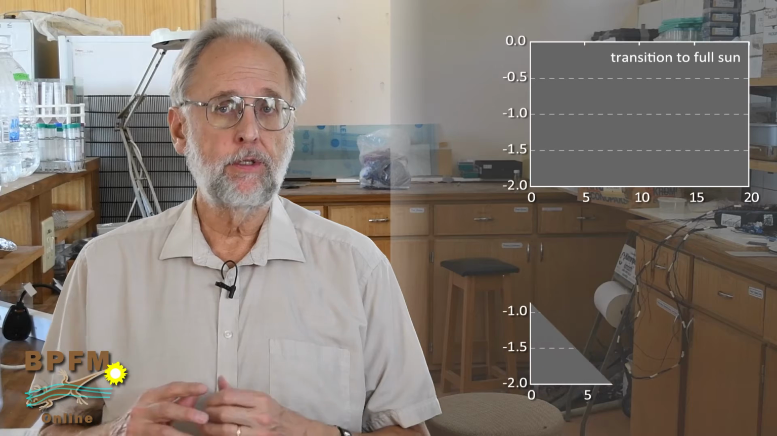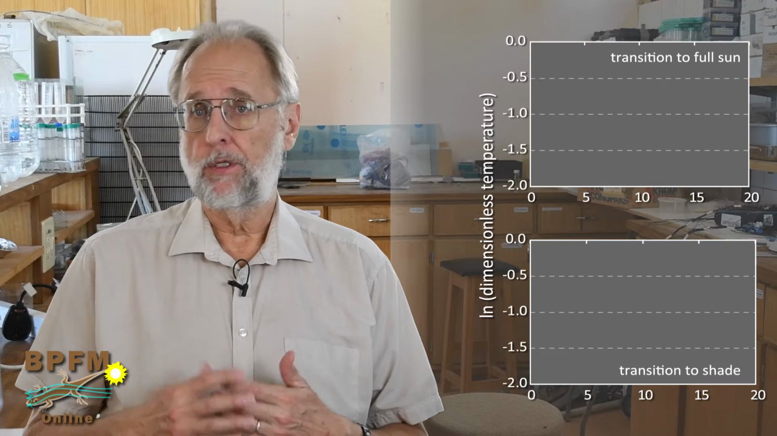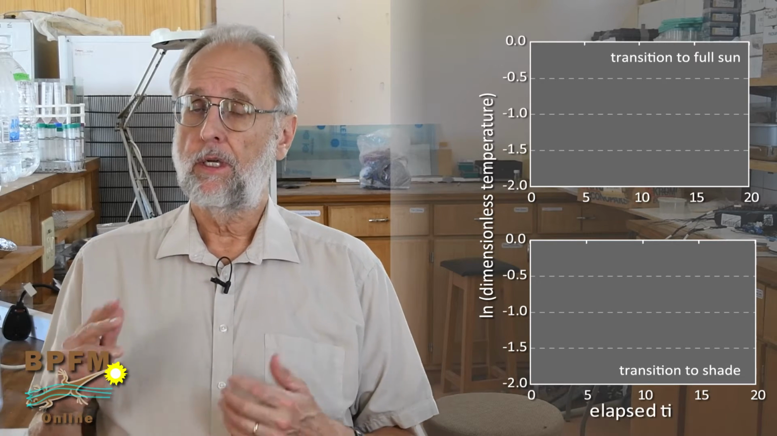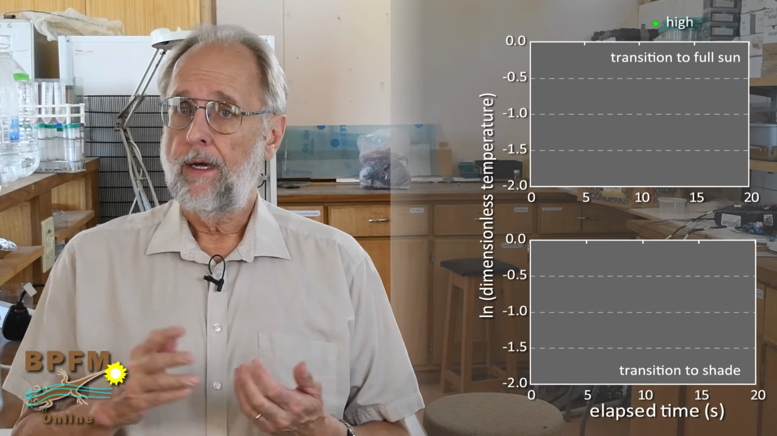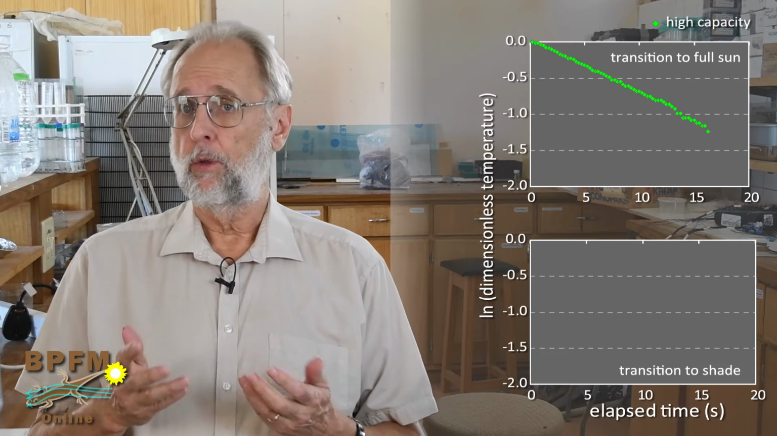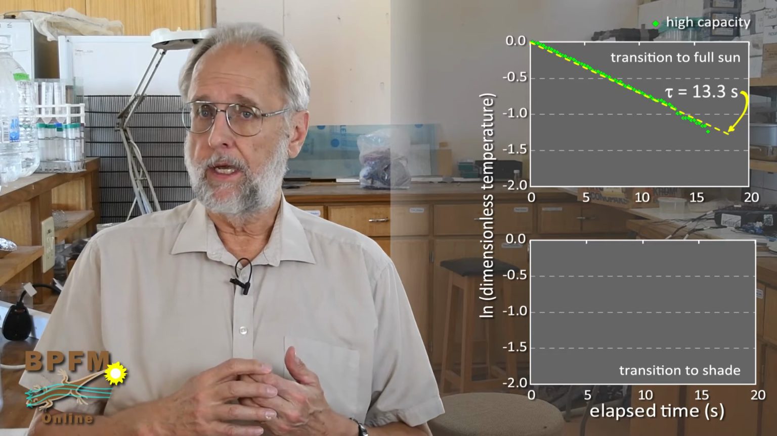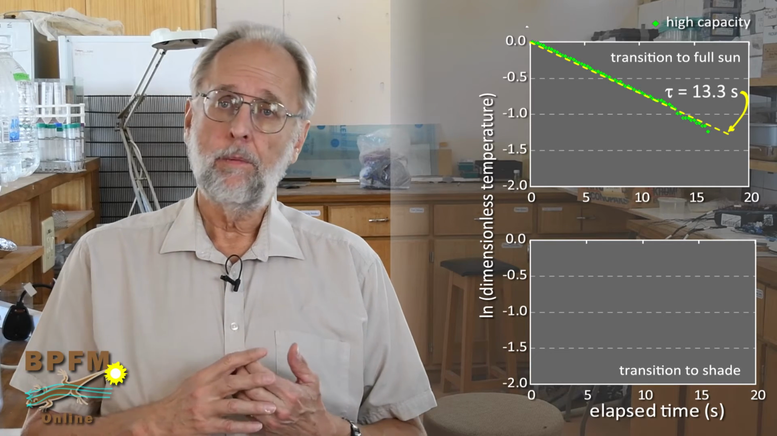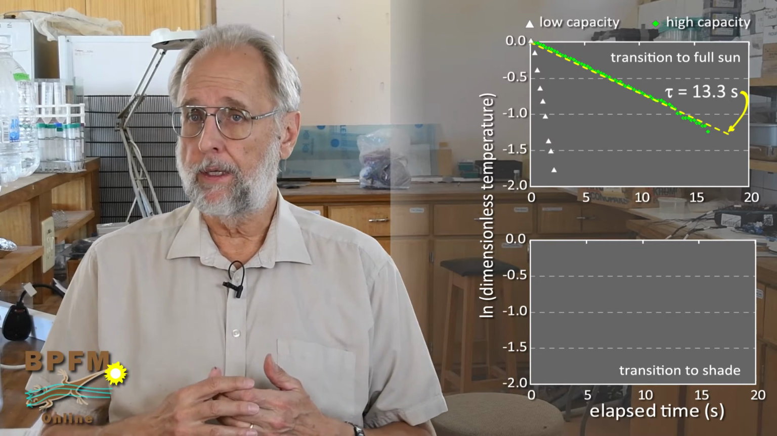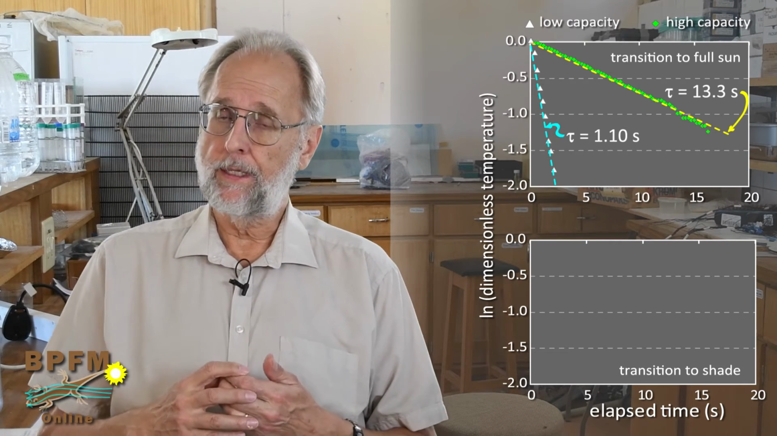We'll do separate graphs for the transition to full sun and another for the transition to shade. The y-axis is the natural logarithm of the dimensionless temperature of the ping pong balls, and the x-axis is the elapsed time in seconds. In the transition to full sun, the high-capacity sphere follows this course. You can see clearly that the data have been linearized. The best fit straight line for these data shows the time constant to be about 13.3 seconds. The low-capacity ping pong ball heats much more quickly. The best fit straight line for these data gives a time constant of about 1.1 seconds.